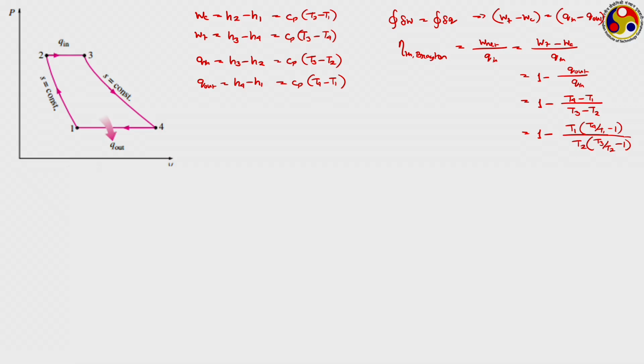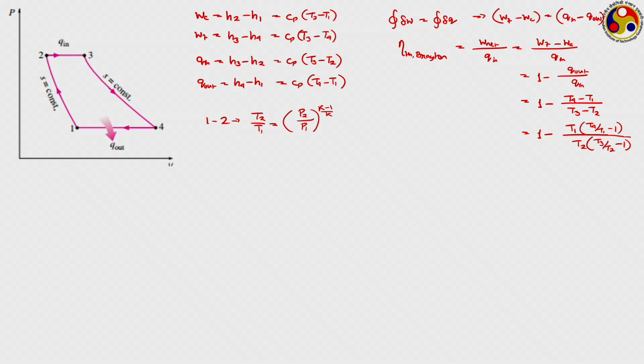Now, look at the other two processes, process 1 to 2 and 3 to 4. These are isentropic processes involving an ideal gas. So, for them PV to the power k equal to constant is valid. Therefore, for process 1 to 2, we can write that T2 upon T1 will be equal to P2 upon P1 to the power k minus 1 upon k. That is true for any isentropic process.